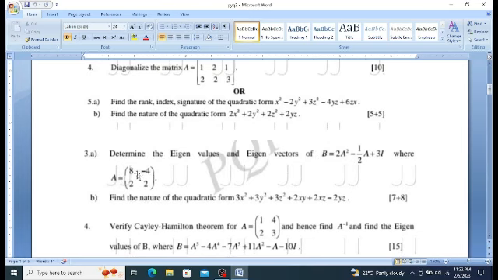As this is a 2 by 2 matrix, we get the characteristic equation in the form of a quadratic equation. When you solve the quadratic equation, you will get two eigenvalues. Those two eigenvalues you substitute in matrix B in this equation. First you substitute the first eigenvalue in B and the second eigenvalue also you substitute in B. Then you will get the eigenvectors for the B matrix. Then by using those eigenvalues, find the eigenvectors.